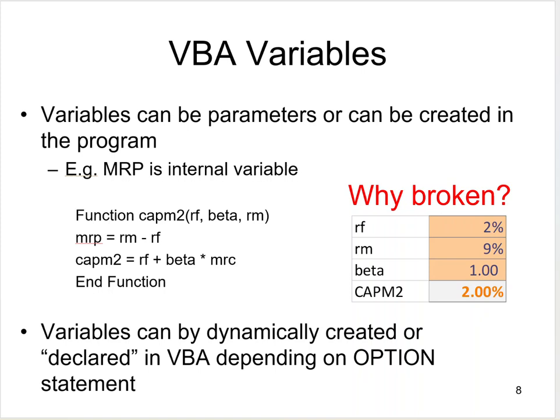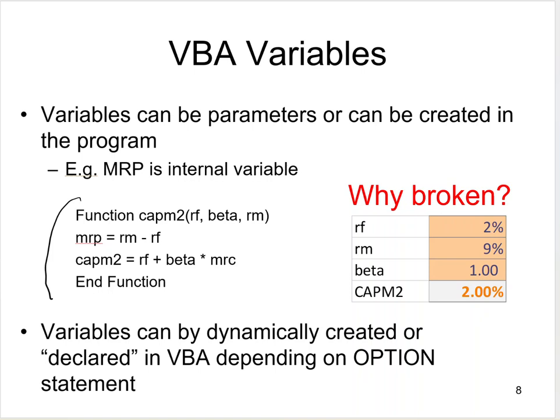So let's talk about this program we wrote, CAPM. This one's called CAPM2. This program has 3 parameters: risk-free rate, beta, and RM. And I created a new variable right here, MRP, and I said MRP is equal to RM minus RF. And then notice I have CAPM2, that's got to agree with the name of the program, otherwise you'll get a value of 0. CAPM2 equals risk-free rate plus beta times MRC. End function. And I went ahead and inserted this program into the module and into my spreadsheet.